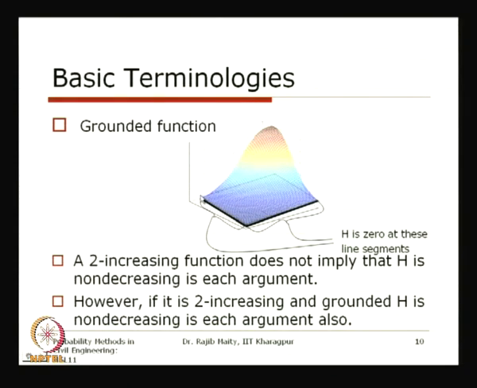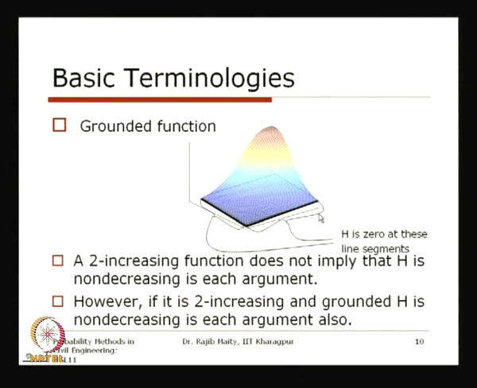So, you see here this line that we are talking about, and on this line segment the value of that function h is 0. So, what does this line segment mean? That is, when one of the arguments is 0, either u or v, which is the reduced variate for x and y. If either one of these u and v is 0, then the value of the function is 0, and that is what is known as the grounded function. That is, at both these line segments, the function is starting from the ground.